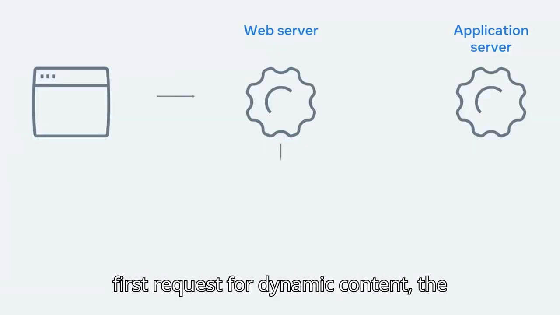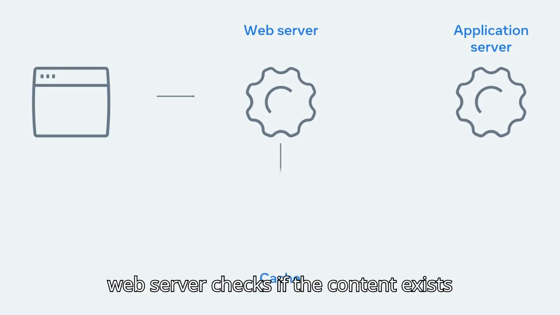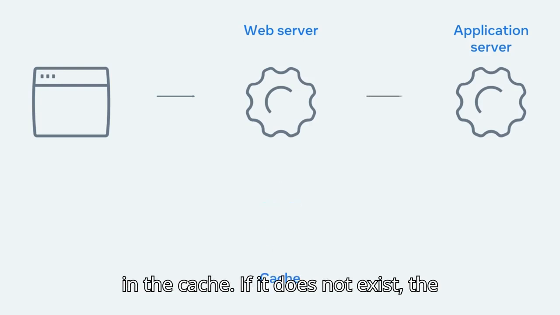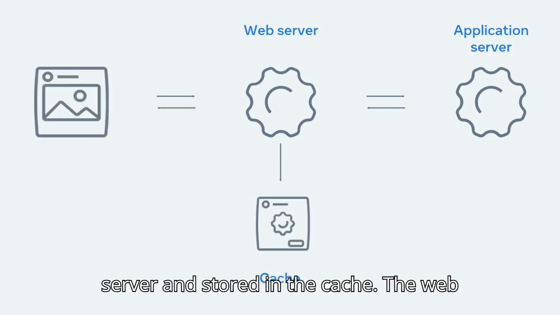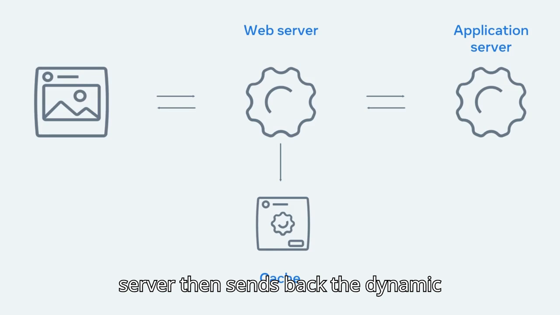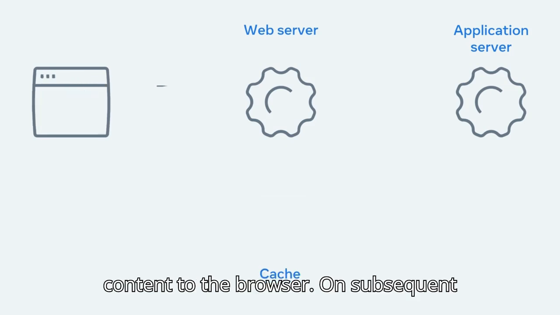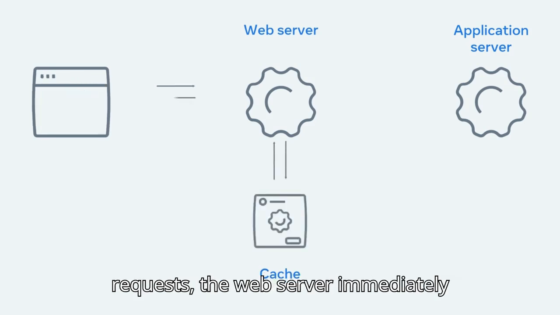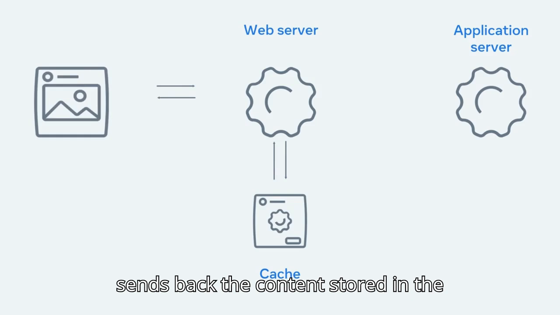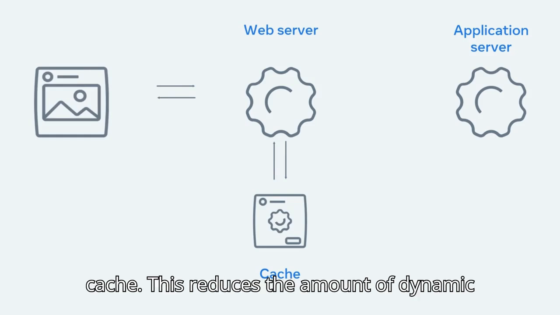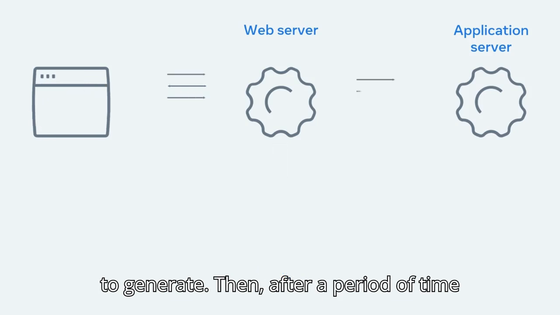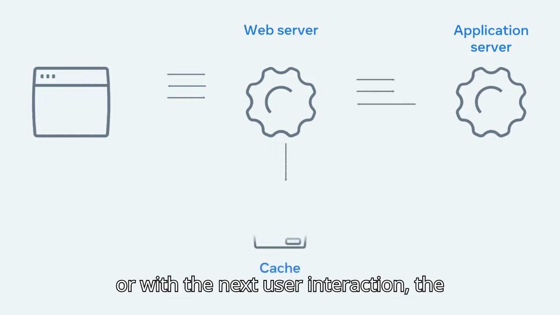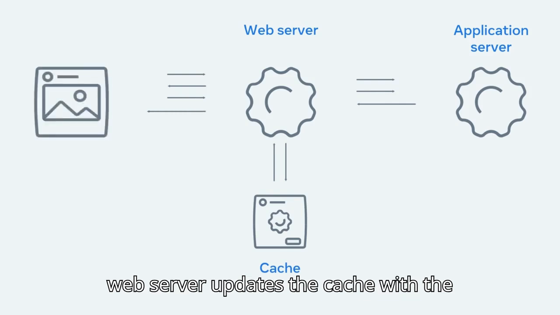On the first request for dynamic content, the web server checks if the content exists in the cache. If it does not exist, the content is requested from the application server and stored in the cache. The web server then sends back the dynamic content to the browser. On subsequent requests, the web server immediately sends back the content stored in the cache. This reduces the amount of dynamic content that the application server has to generate. Then, after a period of time or with the next user interaction, the web server updates the cache with the latest content.